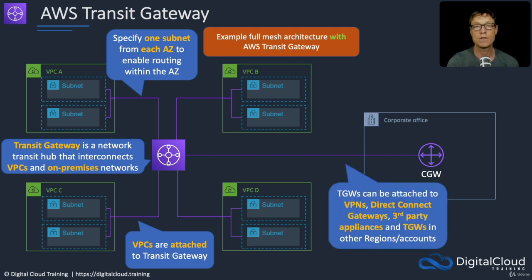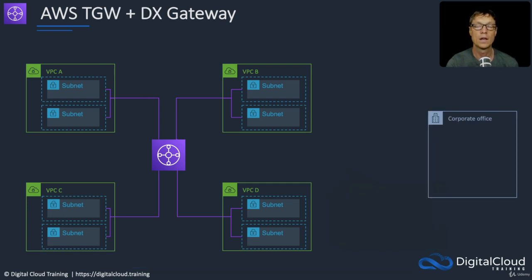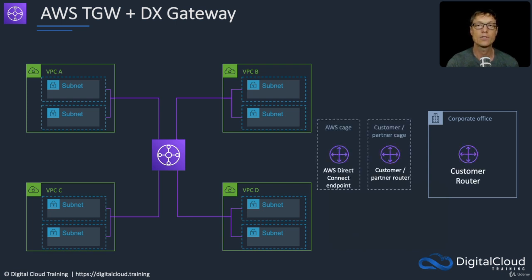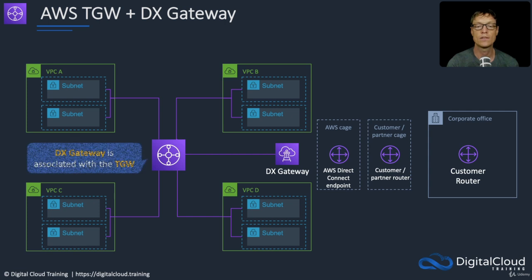TGWs can be attached to VPNs, Direct Connect gateways, third-party appliances, and also transit gateways in other regions and also other accounts. So let's have a look at how it works with a DX gateway. In this case, rather than using a site-to-site VPN, our corporate office has a customer router, and we're connecting into a DX location, and we're using a DX gateway. So now the DX gateway has a connection to Transit Gateway, and that's called an association.